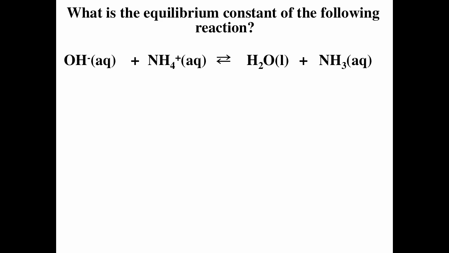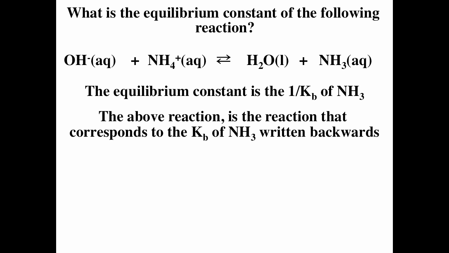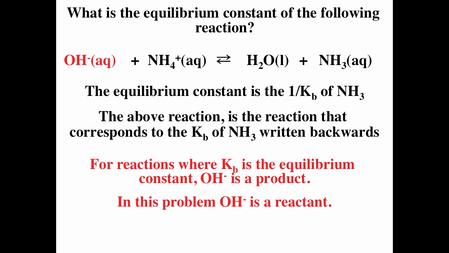If we look on the other side of the hydroxide, we see ammonia. And so the equilibrium constant is going to be 1 over Kb of ammonia. Again, this reaction is just the reaction of Kb for ammonia written backwards, and so it's going to be the inverse.